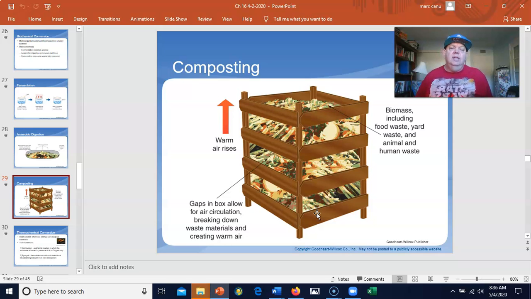But the idea is that the bacteria will naturally break this down. Okay. And inside the compost heap, if you were to stick a thermometer, chances are you probably got a higher temperature because the warm air will rise. But it does break down that waste into compost that you can go and use on soil. And it's a natural fertilizer. Win-win. Okay.